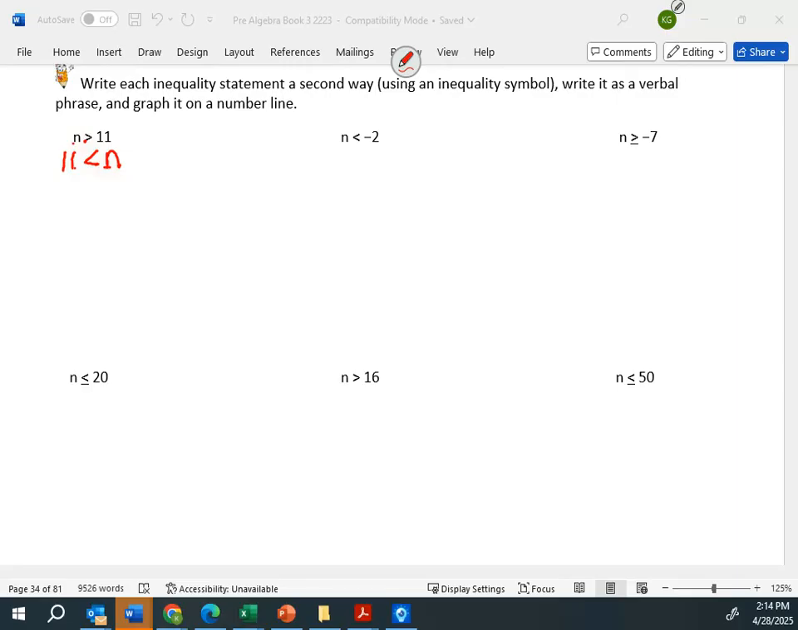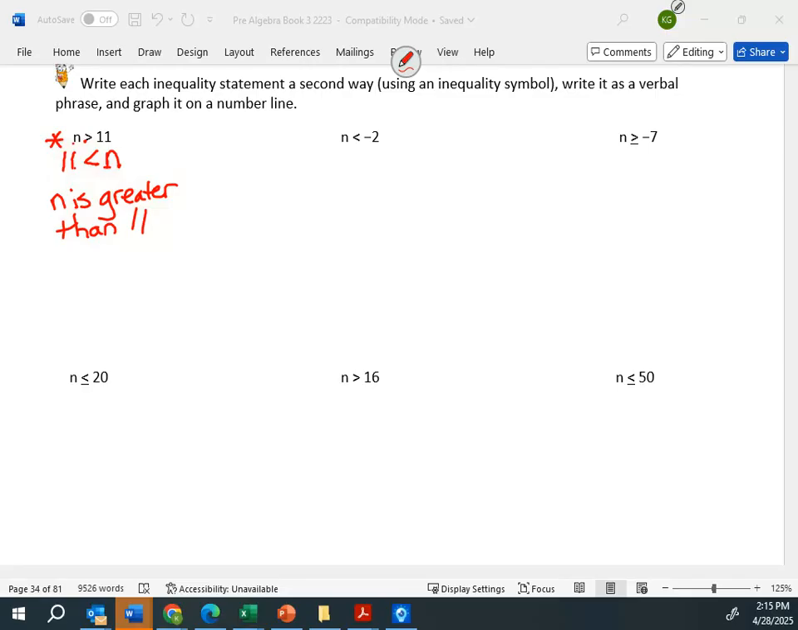Then it says, write it as a verbal phrase. So I'm going to look at our original statement, n is greater than 11, and I'm going to write it out just like that. So I could say n is greater than 11. I could say n is more than 11. N is above 11. When we write those verbal phrases, we could use any of those key words that had fallen underneath those symbols. There's not just one exact way it has to be. You could use any of those.